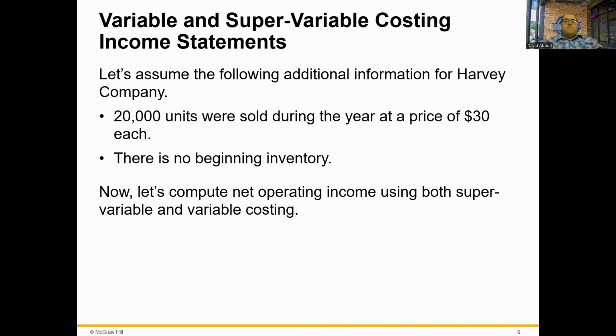So our income comparison. Here are some additional assumptions about the Harvey Company. 20,000 units were sold during the year. The selling price per unit is $30. And again, there was no beginning inventory. Now we'll compute the net operating income using both super variable costing and the standard variable costing.